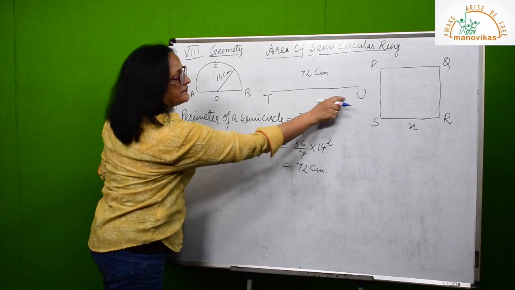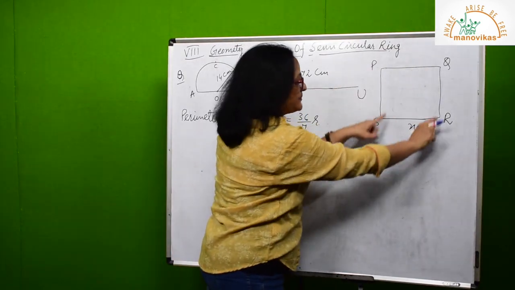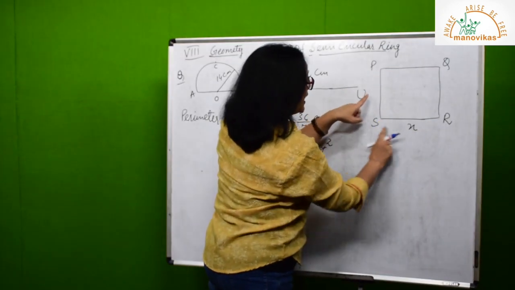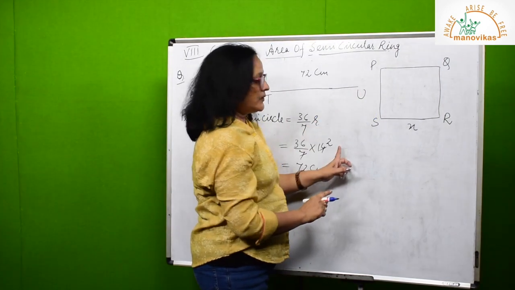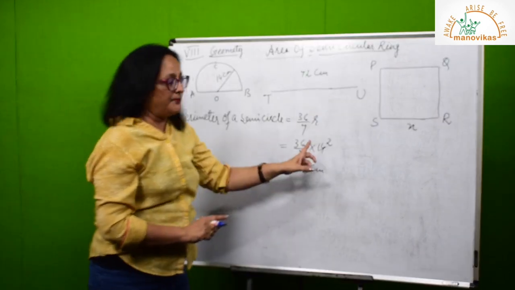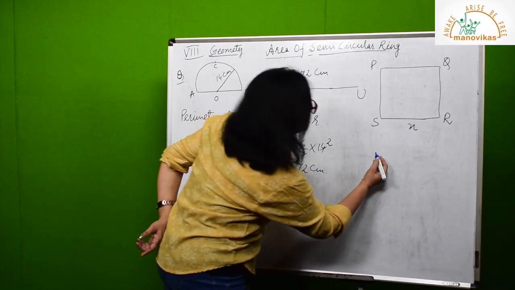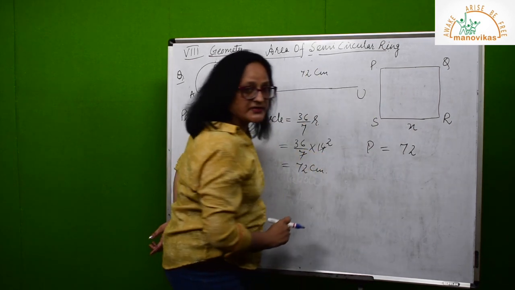Now this 72 centimeter is bent into the form of a square. That means for PQRS, this boundary, the perimeter of the square is equal to 72. So with the help of the perimeter of the square, we can find the side of the square. How can we find it? The perimeter of the square is 72.